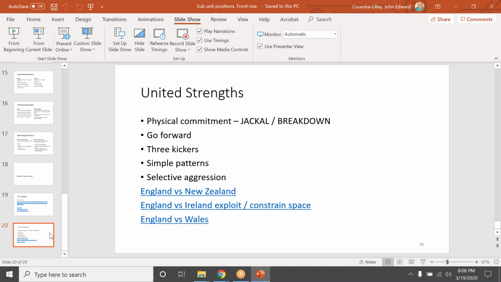I mentioned earlier, and hopefully you've got a little bit of a flavor, that I particularly like England because of Eddie Jones. Just curious, how many of you have heard of Eddie Jones? I did. I don't like him because he beat France. Cool, thank you.